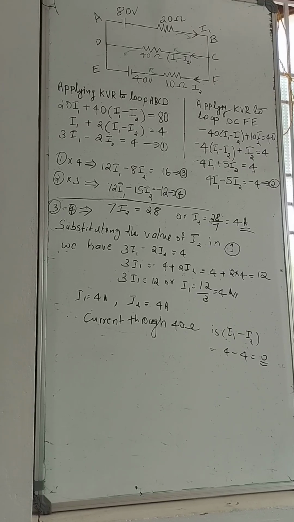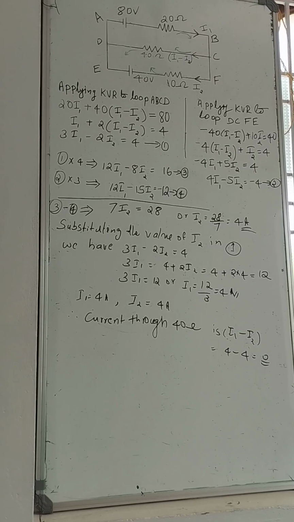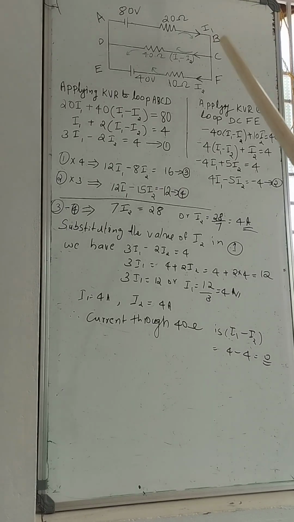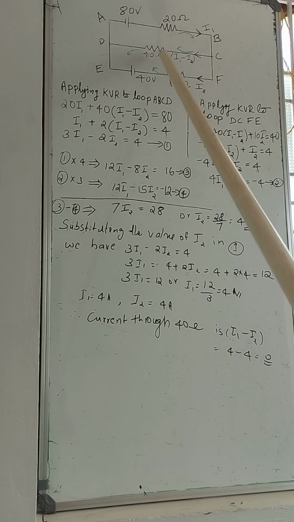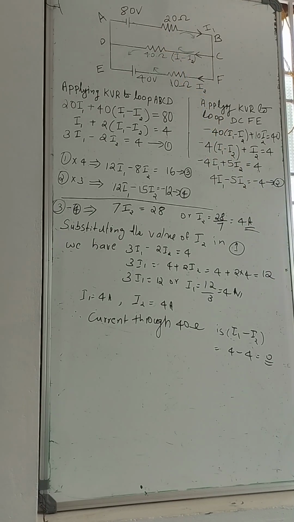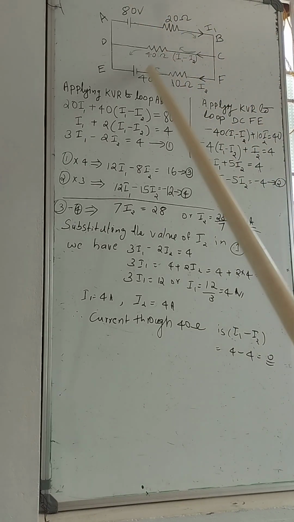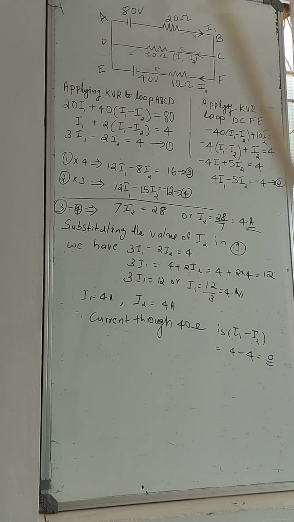Application of Kirchhoff's rules. Use Kirchhoff's rules to determine the current flowing through the 40 ohm resistor. So here a network is given. The network has 2 cells and 3 resistors. So how to find the current through the 40 ohm resistor? That can be done by applying Kirchhoff's rules.